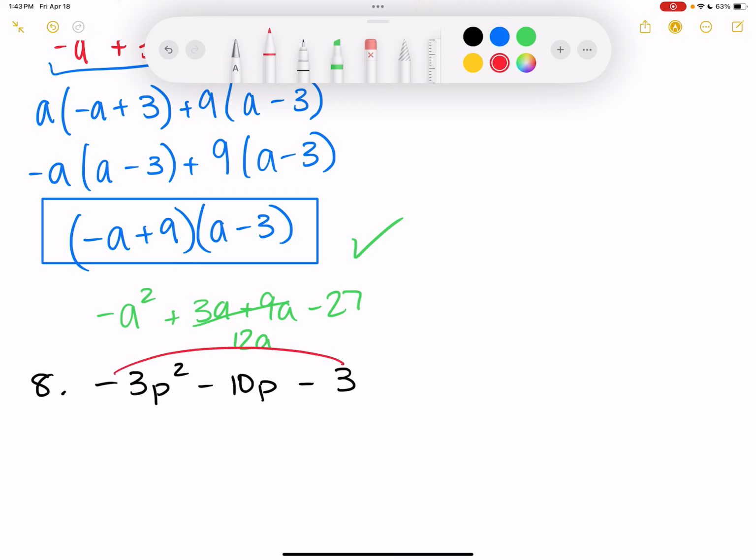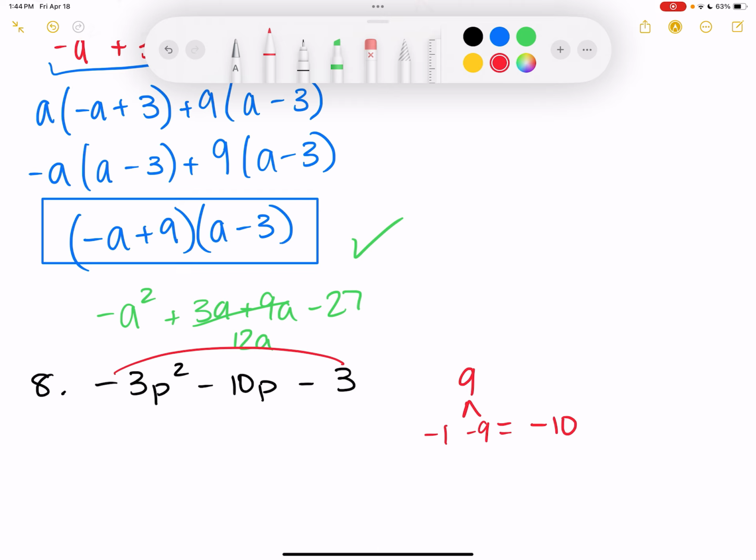So I've got negative 3 times negative 3, which is positive 9. So I need factors of 9 that add up to give me negative 10. Yep, negative 1 and negative 9. Those things multiplied give me a positive 9. Added together give me negative 10. So negative 1 and negative 9. Kind of blurry.